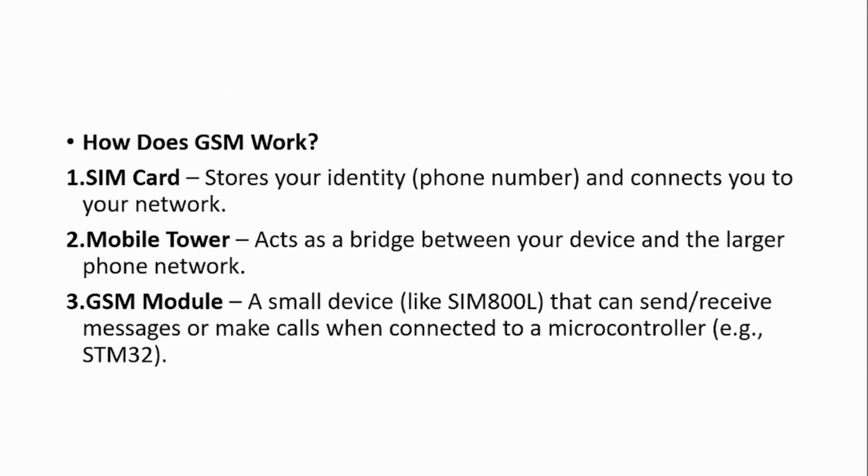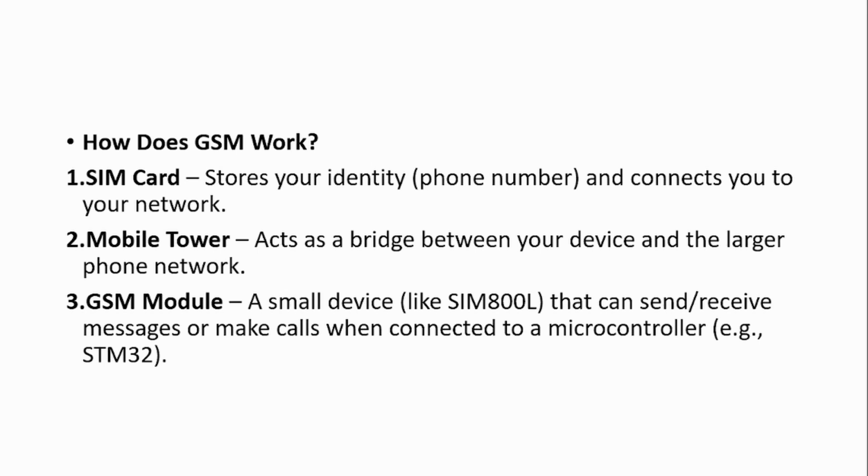Now, how does GSM work? Basically you need three things. One is a SIM card. Second is a mobile tower, and mobile towers are already installed everywhere. Third is a GSM module. In our phone these things are already built in, but since we are going to use a microcontroller and this is a hardware interface, you need an external module.